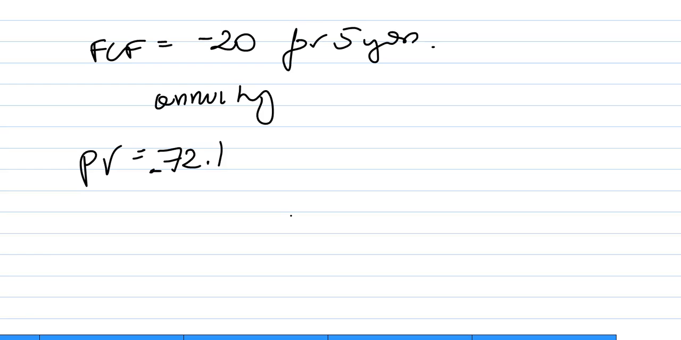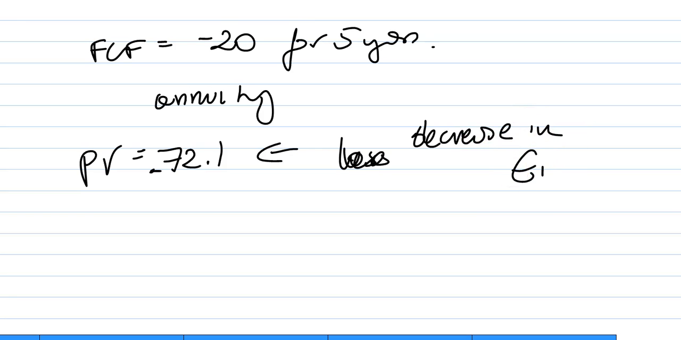We have to see how they translate to the stock price. They have 65 million shares outstanding, no debt, no cash provided. This present value is like loss or maybe decrease in enterprise value, right?